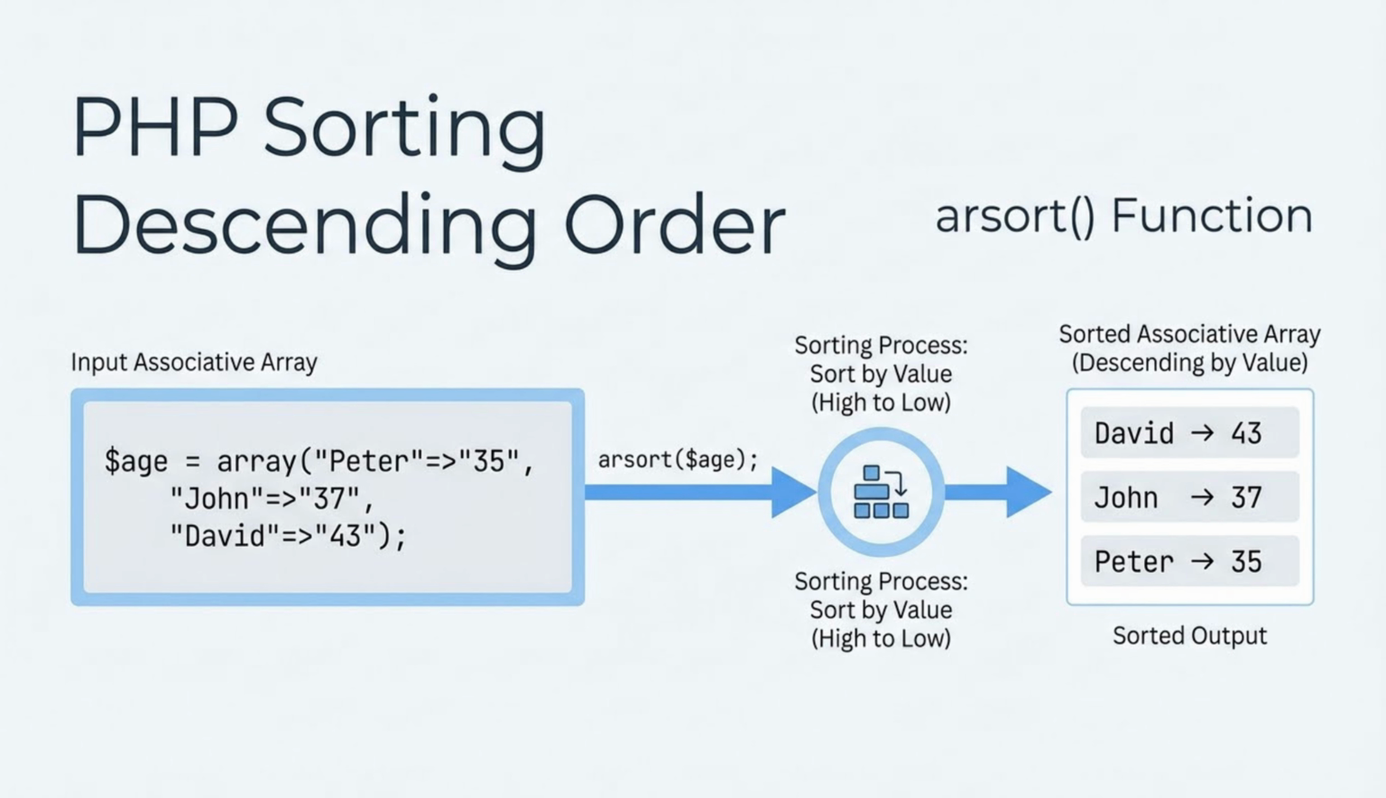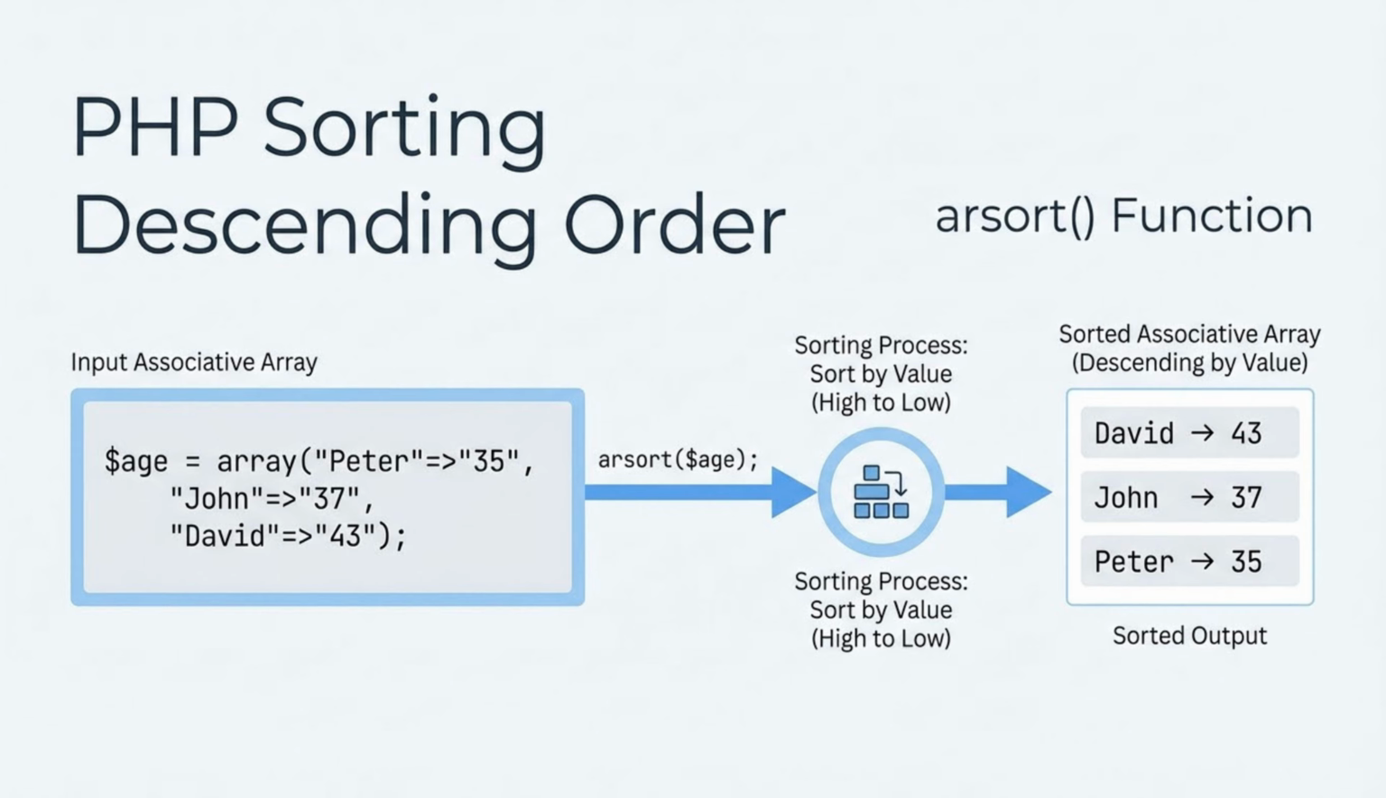To understand this clearly, imagine the example shown in the image. We have an associative array named age, where each key represents a person's name and each value represents that person's age. The array contains Peter with age 35, John with age 37, and David with age 43. In its original form, the array is not arranged from highest to lowest age. To sort this array in descending order, we simply pass it into the arsort function like this, arsort age.